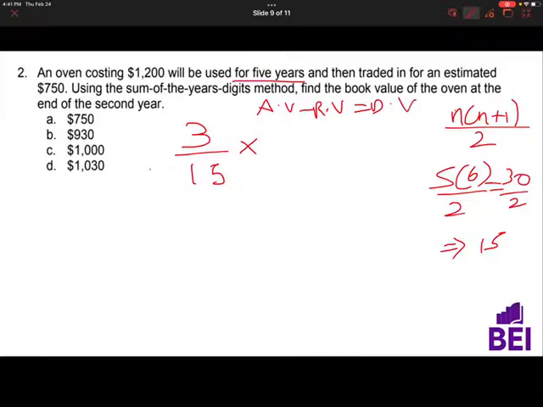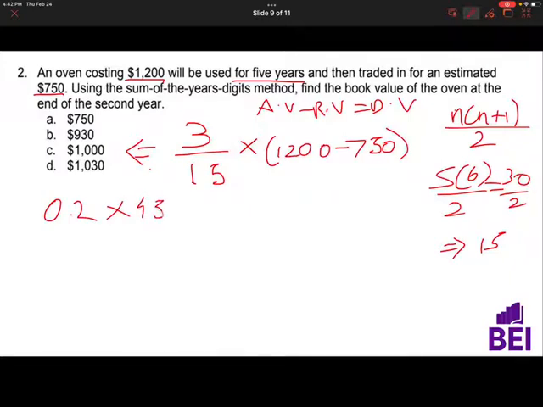So let's do that. We know the asset value is $1,200, and the traded in for an estimated $750. That's going to be our trade-in value, or salvage value, residual value. Again, all the same, minus $750. So this is going to be giving us the depreciation expense for 1 year. Okay, so let's do it. So 3 by 15 is going to be 0.2, and that will be multiplied by 1,200 minus 750, which will be 450. This is going to equal to $90 per year.